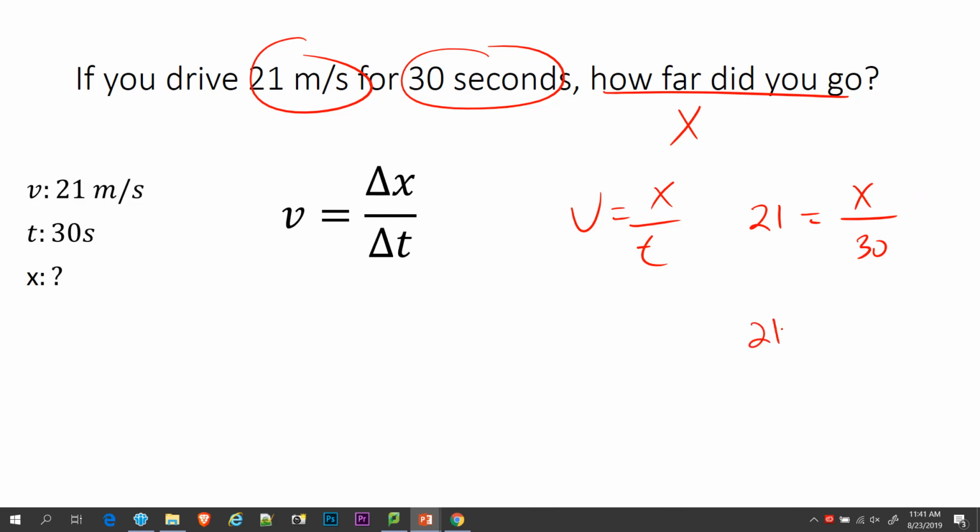Let me just rewrite this. 21 equals x over 30. Multiply both sides by 30. 30 cancels out. And so therefore, x equals 21 times 30. And that answer would be 21 times 30 equals 630. And don't forget, displacement is meters. There's my answer.